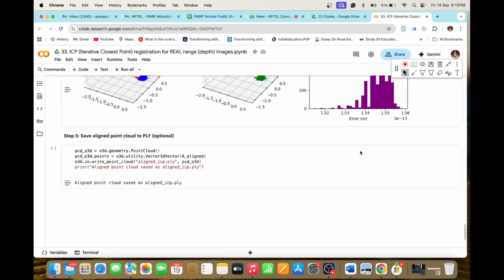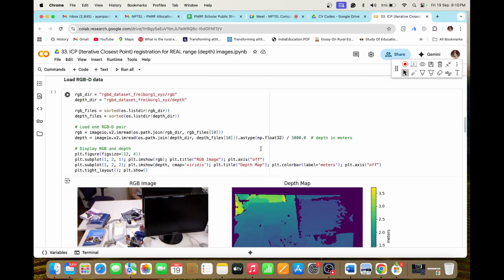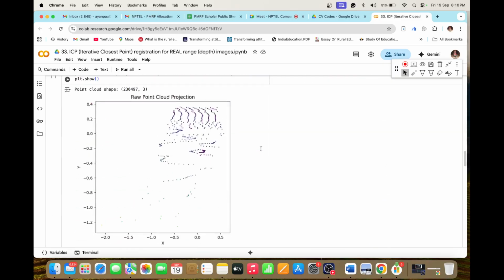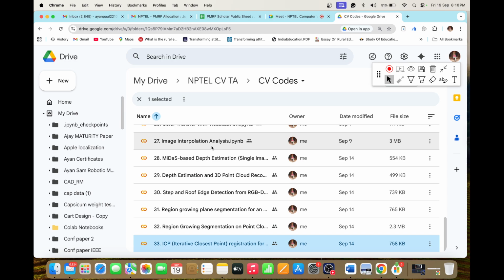And the point cloud, I think it has not been shown. So this is regarding registration. You can also open this. And these are the codes.